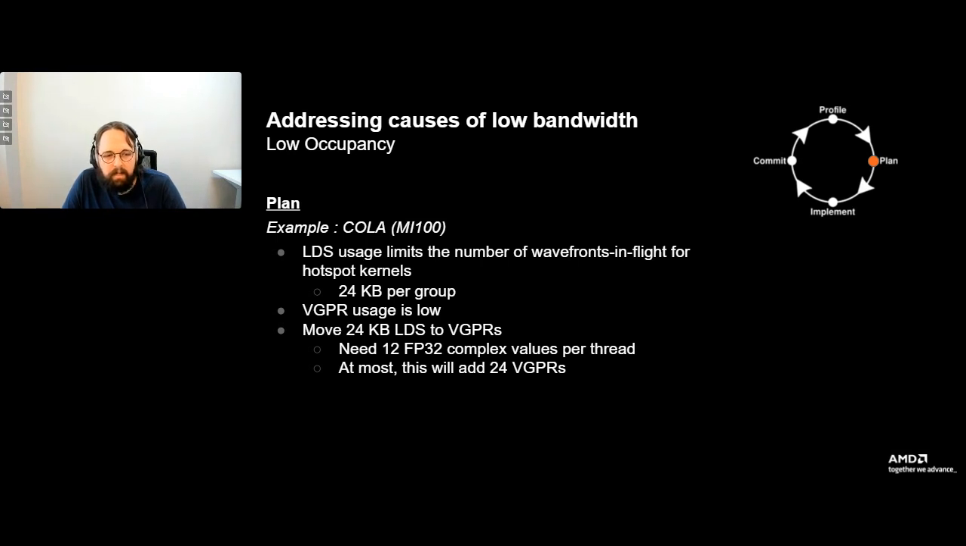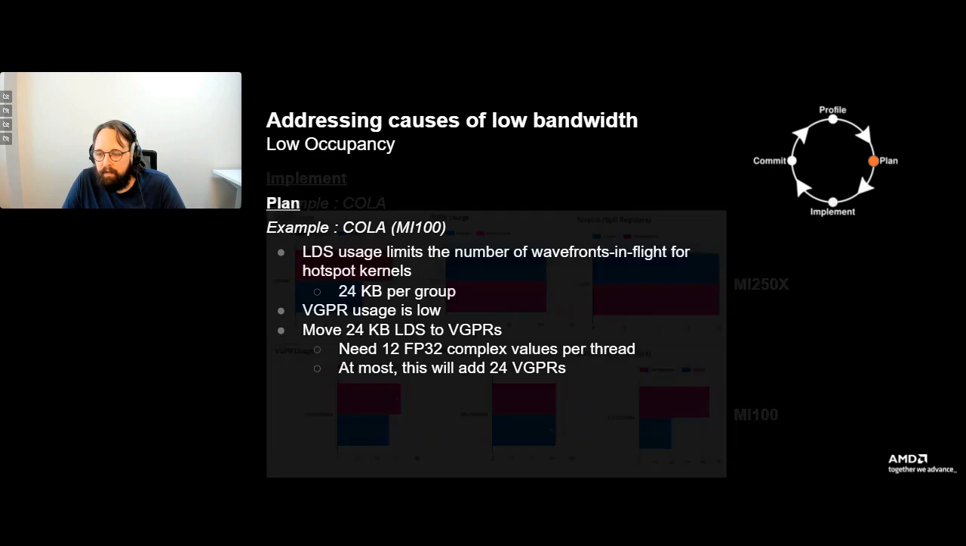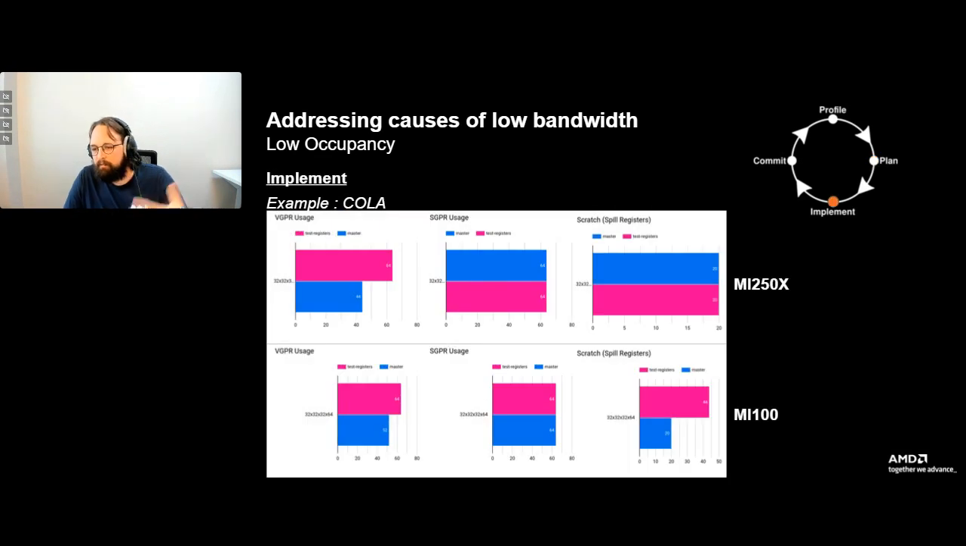In that case, each vector register is 8 bytes wide. This gives us 24 vector registers per thread. So it doesn't add a whole lot. That wouldn't really kill our occupancy. And in fact, reducing the amount of shared memory we're using is definitely something that would improve the occupancy and hopefully improve performance.